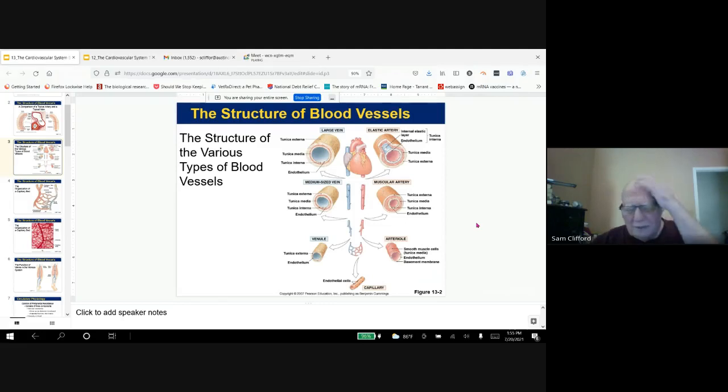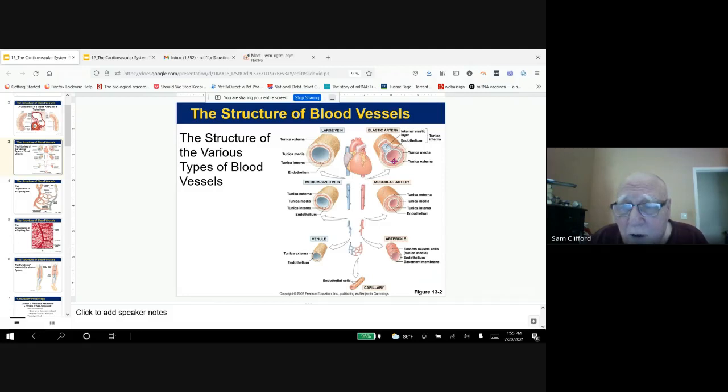Here's another comparison of the blood vessels, vein versus artery. You should know that there are elastic arteries, muscular arteries, and arterioles. And then there's a large vein, medium vein, and a venule. The arterioles send blood to capillaries. The venules pick up that blood at the other end of the capillary.